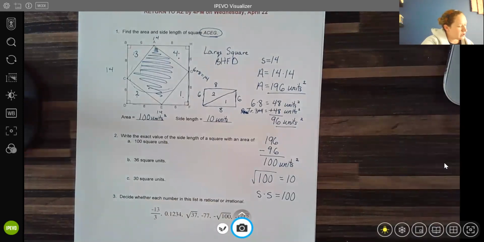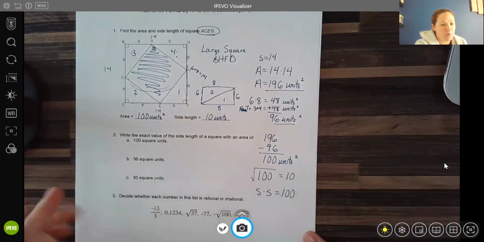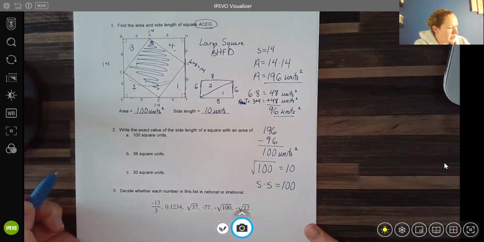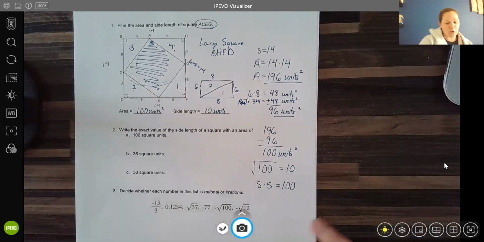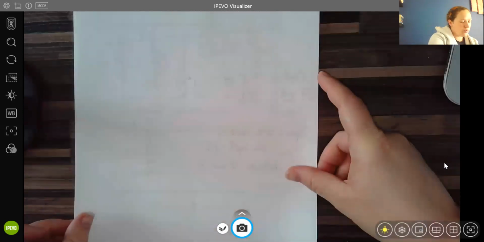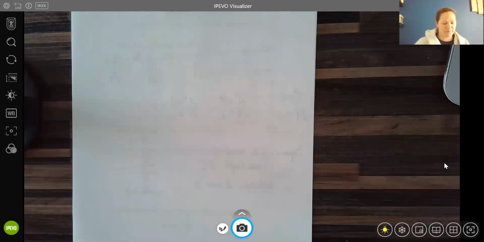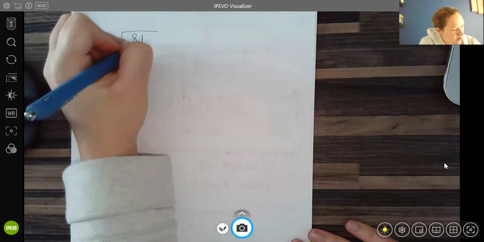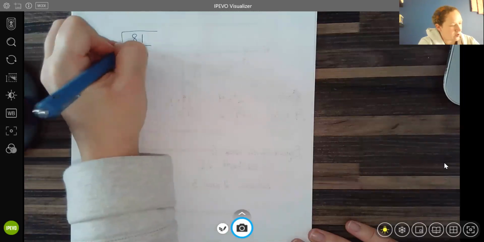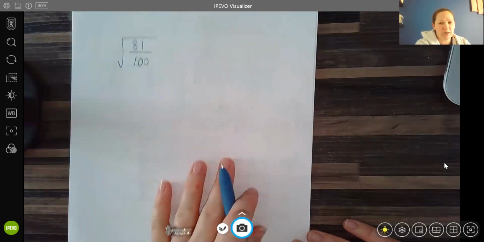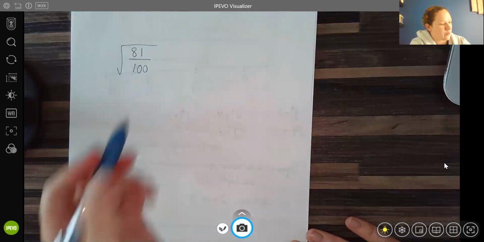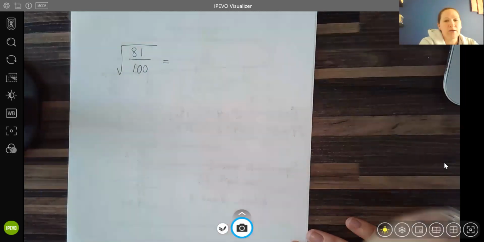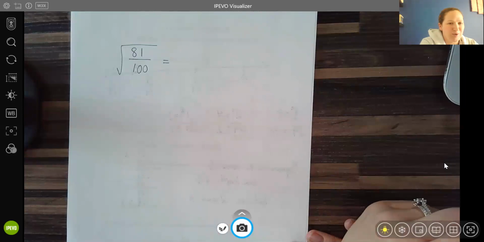The last thing I want to do, dealing with square units before we move on to rational or irrational numbers, is I want to talk about what if you were given 2 perfect squares on top of each other. Okay, so for example, what if I was given 81 over 100? If you ever see something like this, we can still simplify this expression. You have all the tools you need. You just may not have seen it this way.